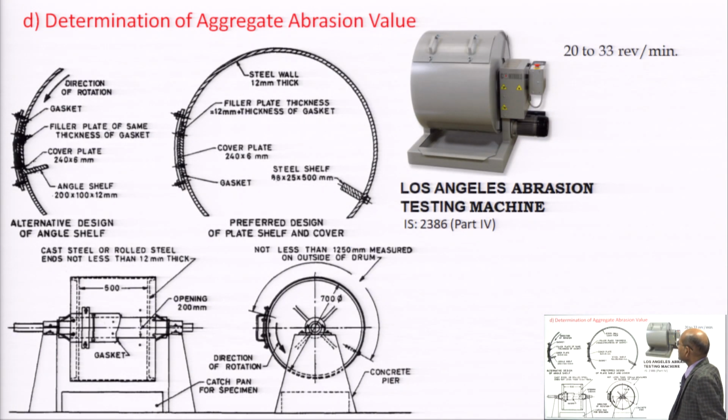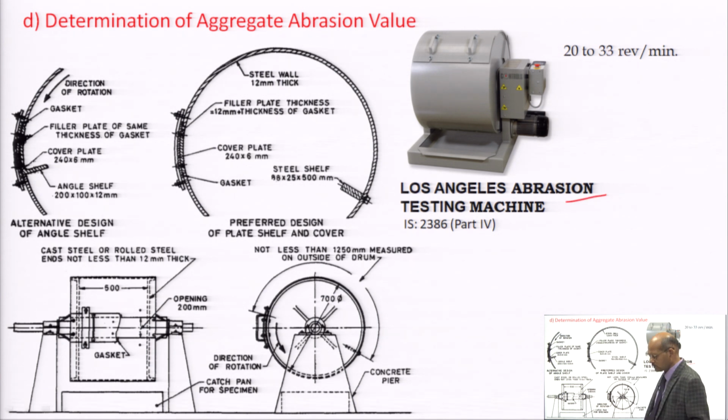Another important test is determination of aggregate abrasion value. This is once again governed by IS code 2386 part 4. Three types of tests are there to determine the abrasion value: the Deval test, the Dorry test and the Los Angeles test. What does IS 2386 recommend? Abrasion value preferably must be measured with the Los Angeles abrasion test.